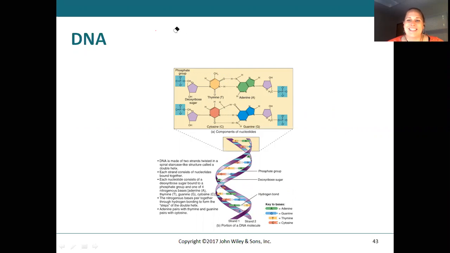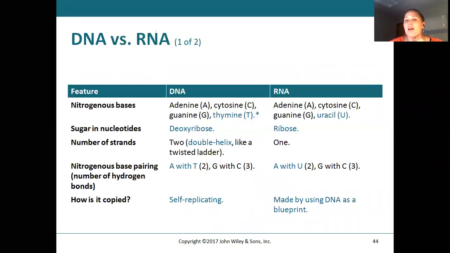Okay, this is a lot of information. So again, if you have questions, reach out, post questions. I'm more than happy to have longer discussions or clarify this, just because I recognize this is a lot of information very quickly. Okay, so DNA base versus RNA.